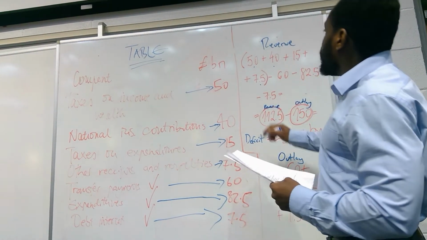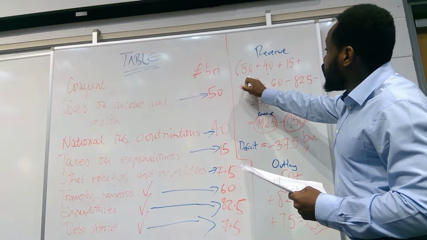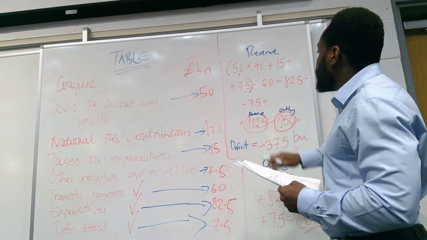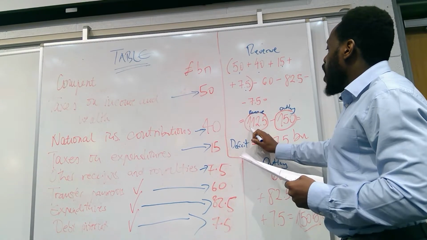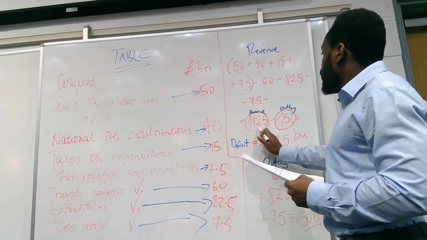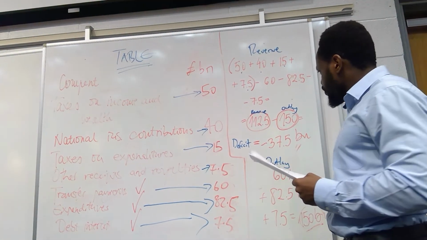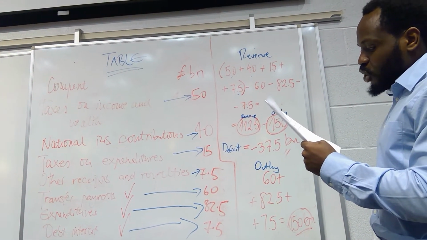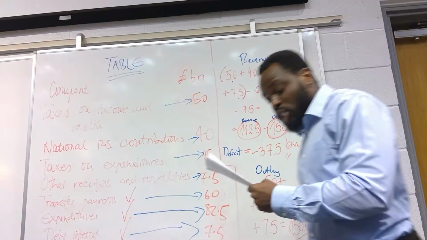So in terms of revenue, we're going to have this 50 plus this 40 plus this 15 plus this 7.5, and that is going to give us 112 billion 500. So that's what we're going to have in terms of revenue. That is going to be D. The answer for number 9 is going to be D.